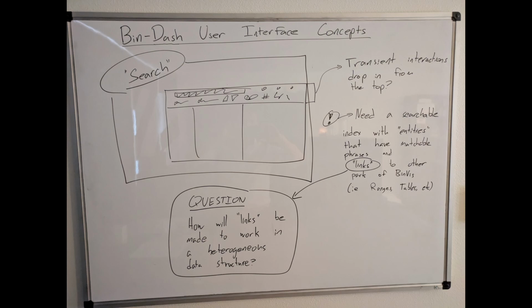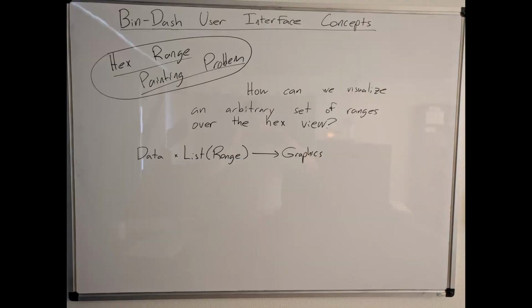Also, obviously, for things like search, I'm going to need another affordance in the UI, which is sort of a drop-down transient interaction mode or system. And there's this interesting problem that comes up that has a lot of solutions, and none of them are quite perfect. But it's worth thinking through, and that's how am I going to paint ranges onto the hex viewer, right?